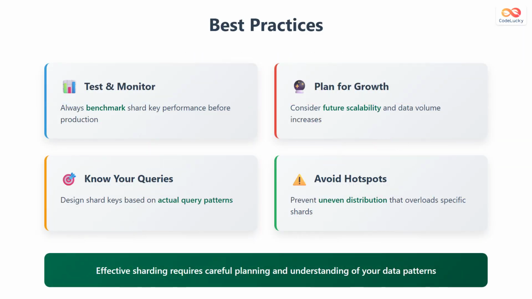Here are some best practices for MongoDB sharding. Always benchmark shard key performance before deploying to production. Plan for future scalability and potential data volume increases. Design shard keys based on actual query patterns. Prevent uneven data distribution that can overload specific shards. Effective sharding requires careful planning and a thorough understanding of your data patterns.